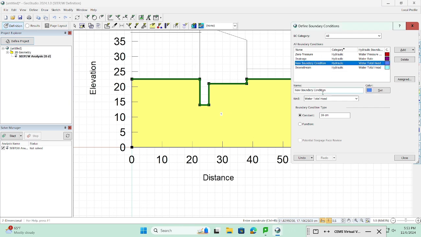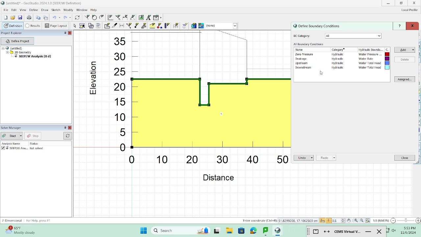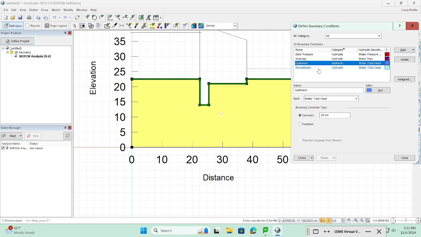Go again to the first one. I just forgot to name this upstream, so I'm going to change this to upstream. And now I have my upstream at 38 centimeters, my downstream at 26 centimeters. And again, the upstream is the inlet of the water to the system, and the downstream is the outlet of the water from the system, both from the bottom of my physical model. You have all these measurements, or you should have all these measurements. Okay, now close that.